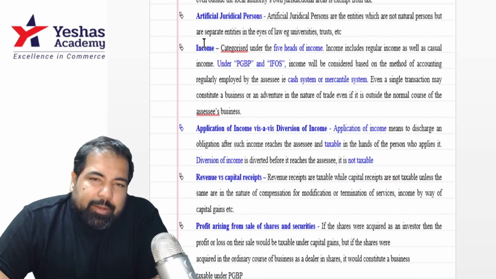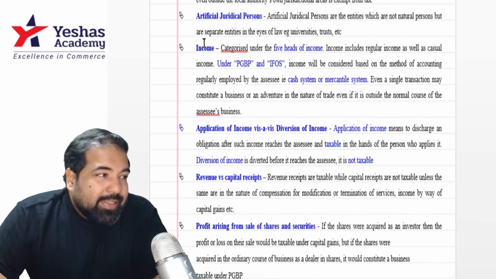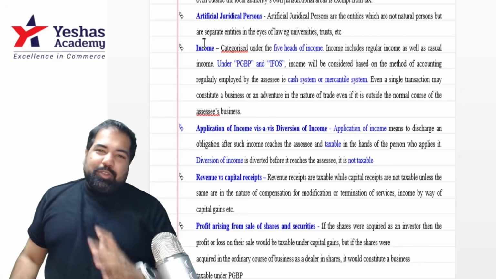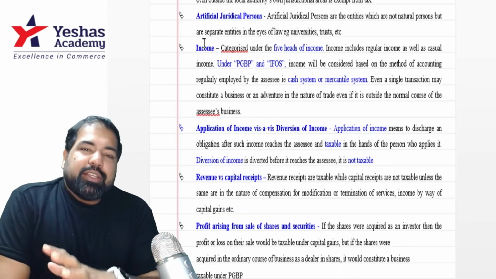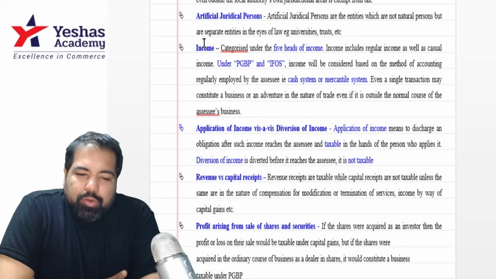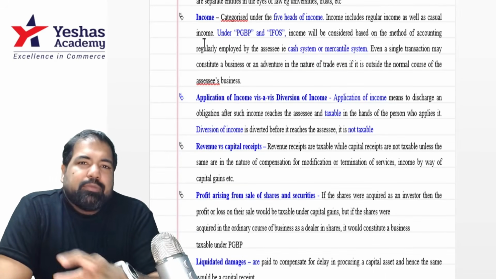Income. Guys, there is a golden rule, and these rules no one has made. I have made it so that you can understand it well. There's a rule called, if there is income in India, you will have to pay tax. That's a golden rule, and they will put the incomes under different heads of income.